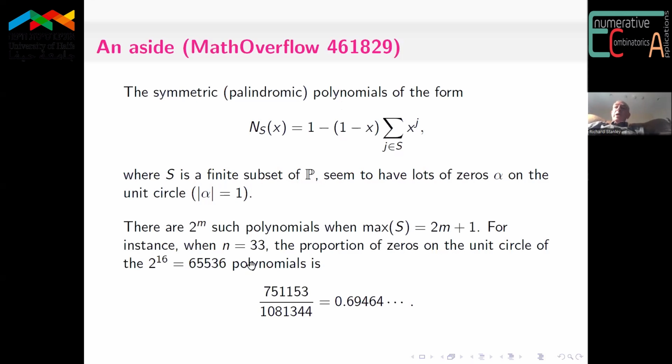For instance, when n equals 33, you look at all these polynomials, 2 to the 16th of them, that is 65,536. The proportion of zeros on the unit circle is almost 69%, that is, almost 70% of all of their zeros are on the unit circle. I don't have a reason for this. No one who responded to this Math Overflow question came up with a good reason. I think that's an interesting problem to look at.